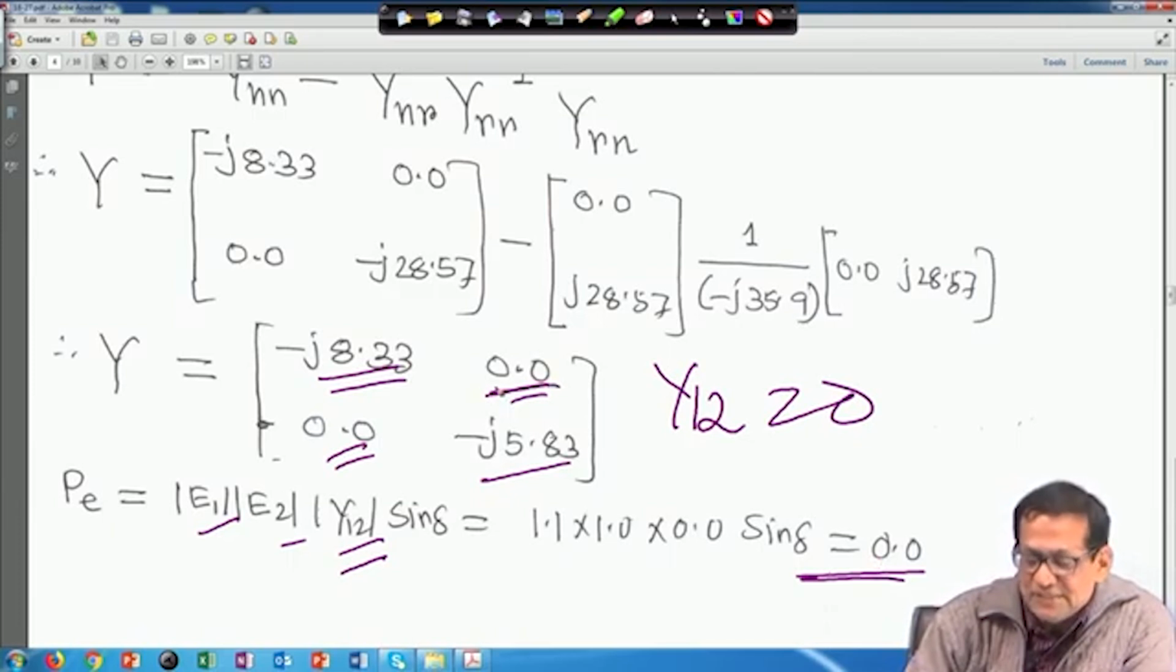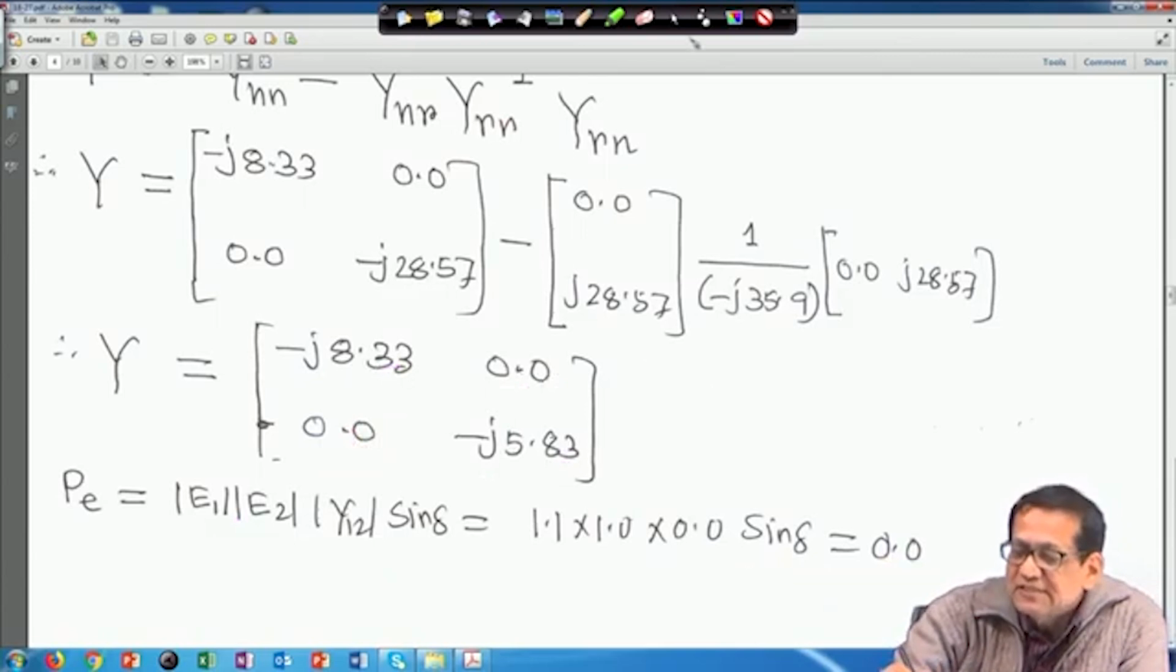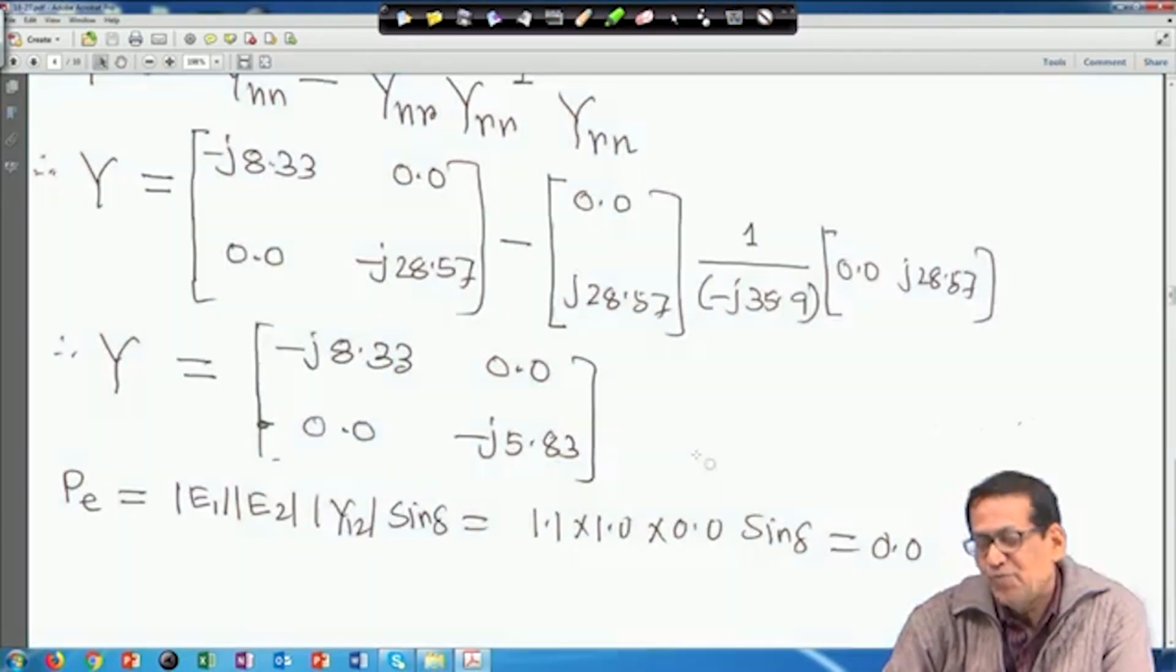This is a small example, it is only a 2 machine case, right, and we are only considering the power transfer from 1 to 2. So, P = E1 E2 y12 sin delta, right. So, this is 0. So, next one is the post fault condition.